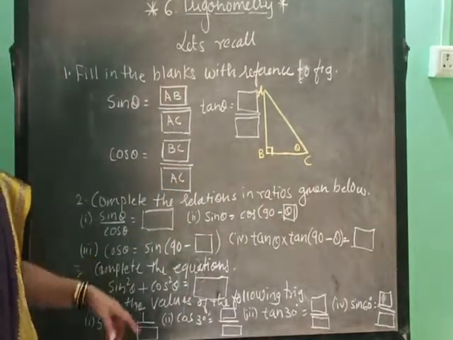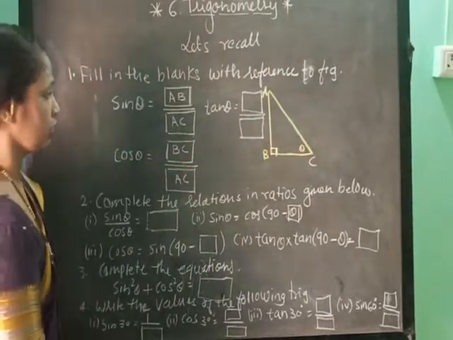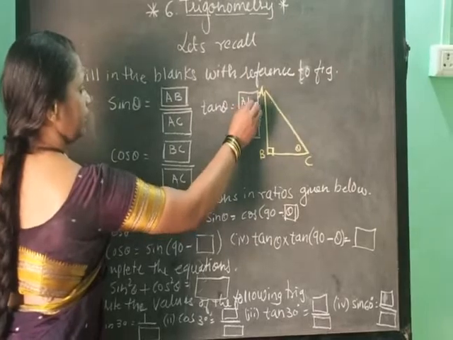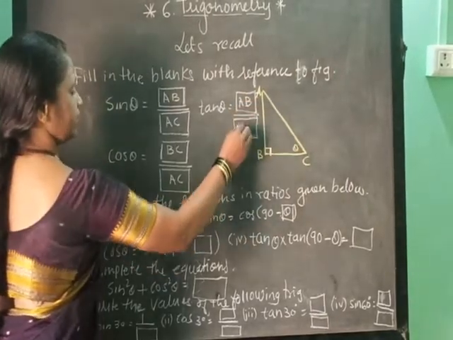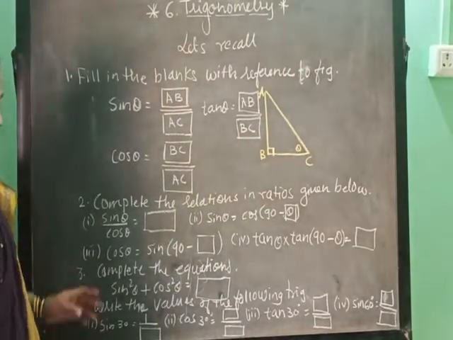Now tan theta. Tan theta is what? Opposite upon adjacent. So what is theta's opposite side? Theta's opposite side is AB and adjacent side is BC. Okay. So tan theta is AB upon BC.